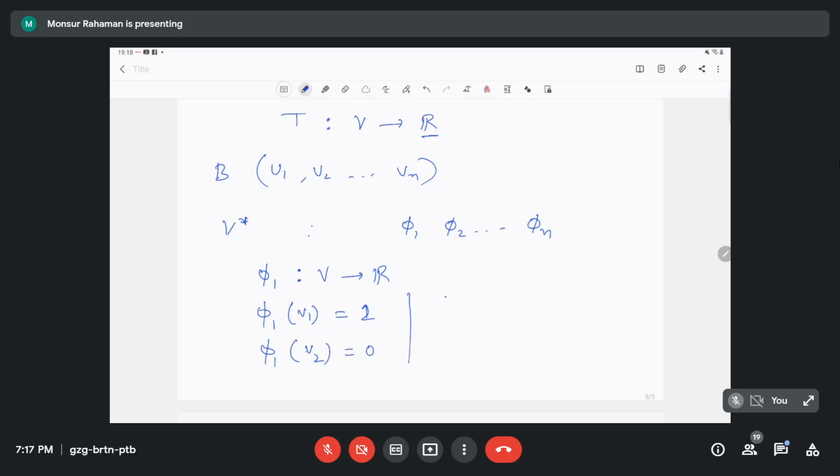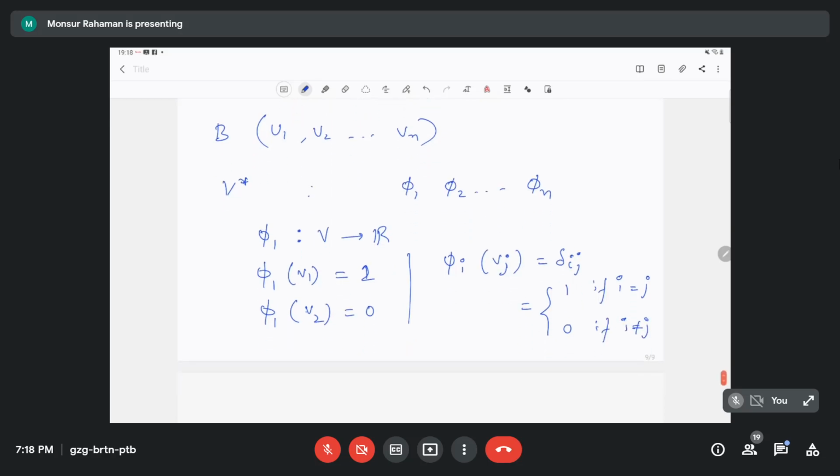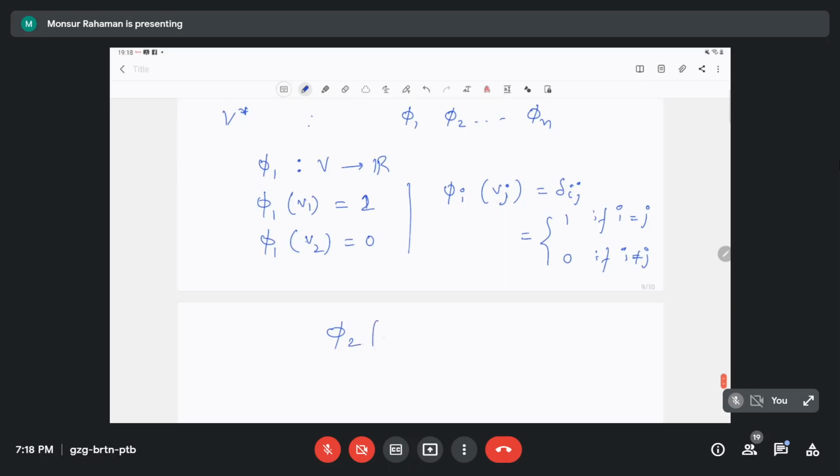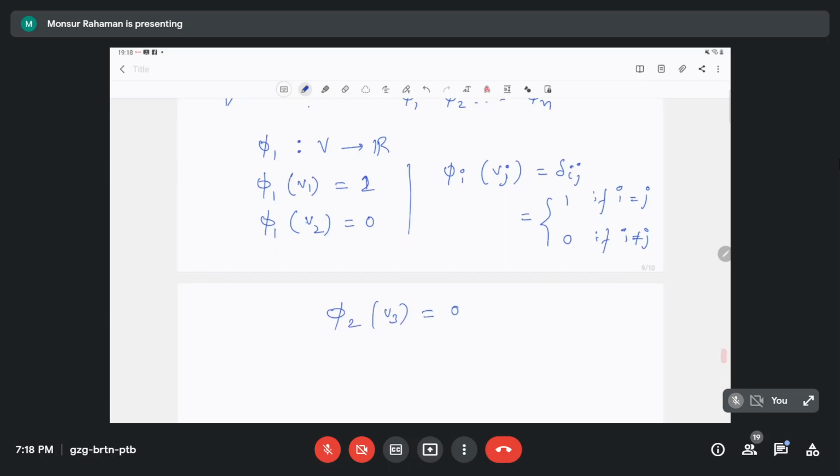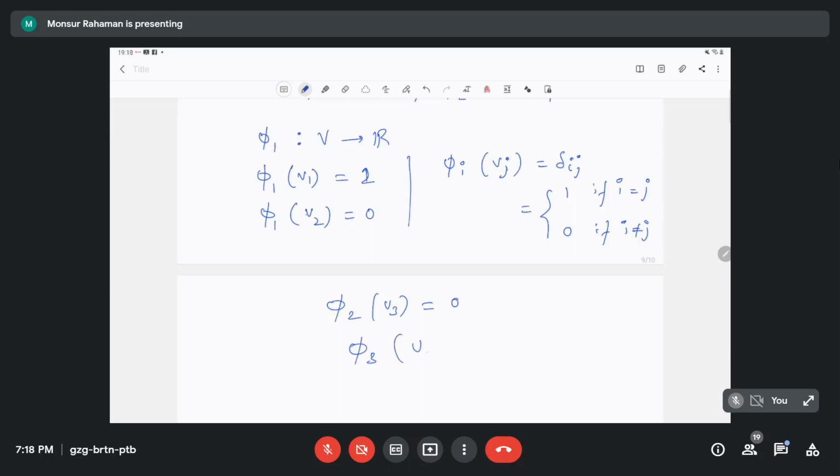So we can give a simple definition. Phi i of vj is delta ij, you can say. This is the delta function: 1 if i equals j, and 0 if i does not equal j. Means if you send v2 to phi 3, this will be 0. If you send v3 to phi 3, it will be 1.